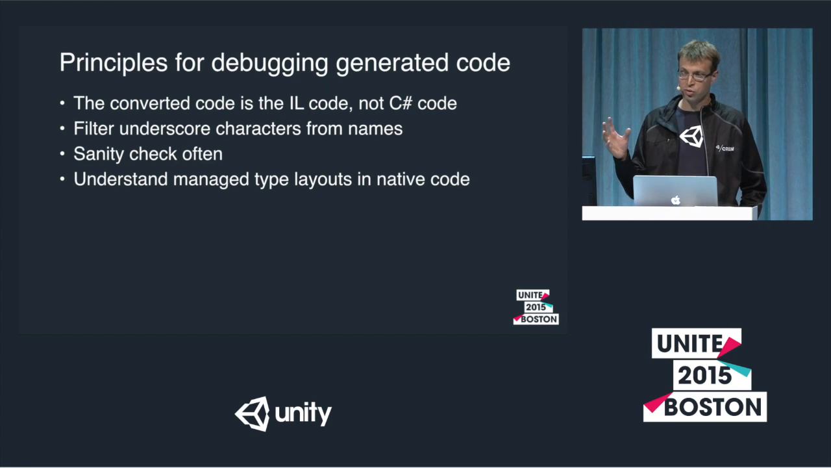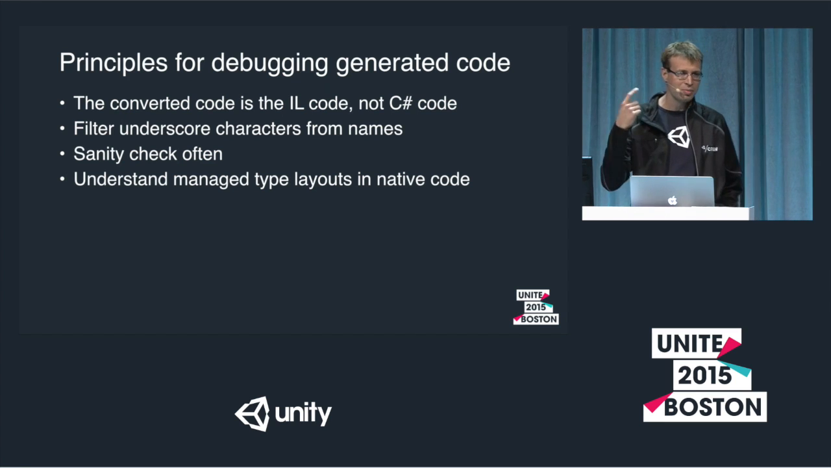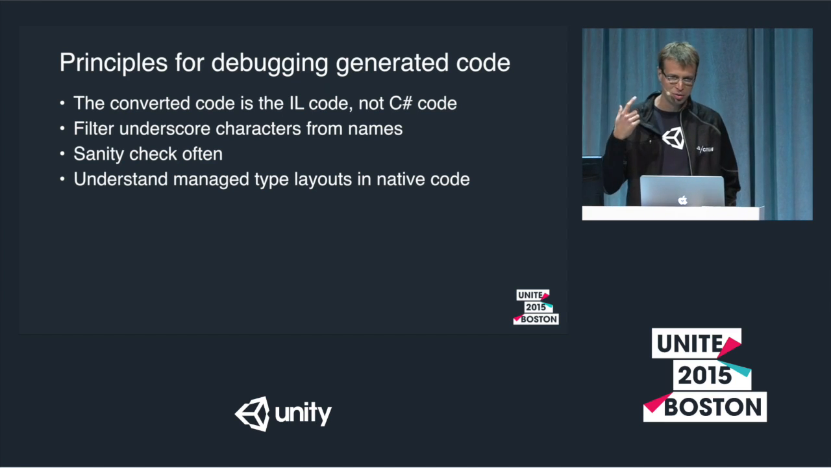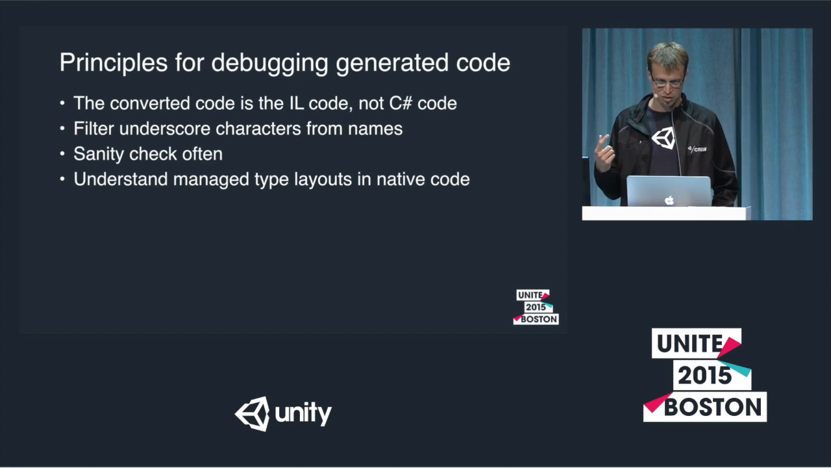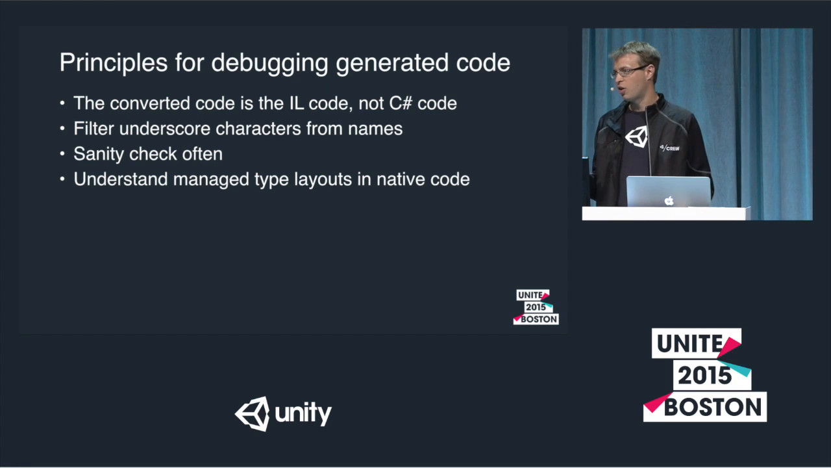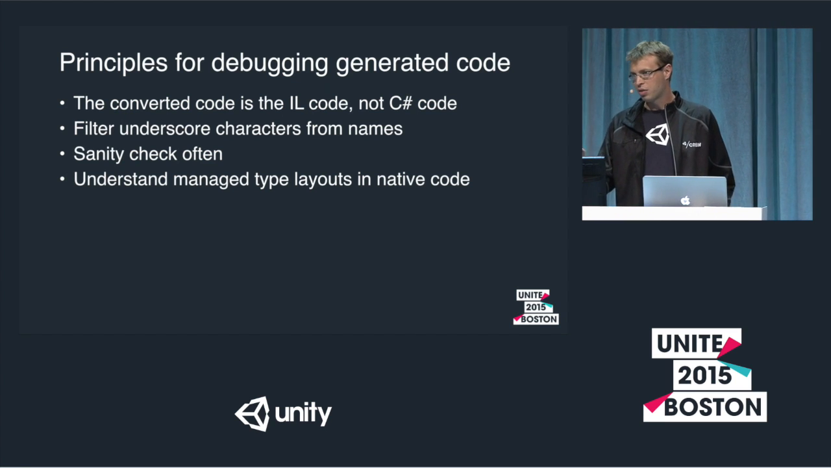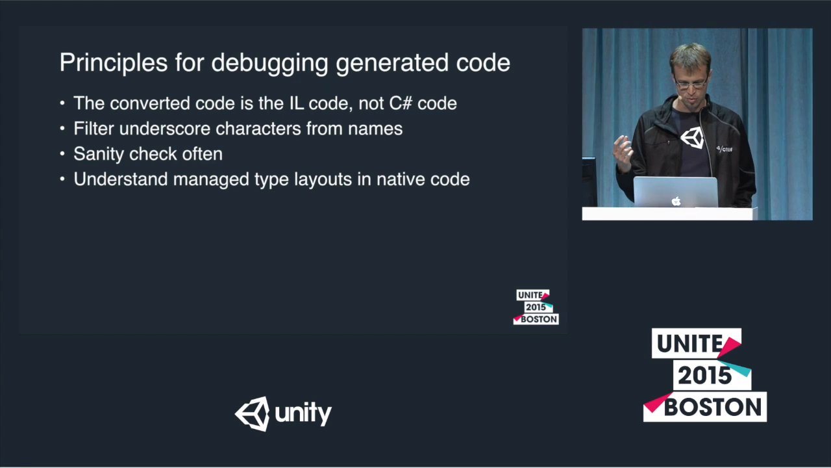Second, filtering those underscores, at least for me, is really important. I say the names of the types and the names of the fields in my head, and I need to be able to build that mental filter. I think it's a good skill to have. And sanity check yourself often. Look at that type info pointer. Look around the code to make sure you're in the place you think you are.